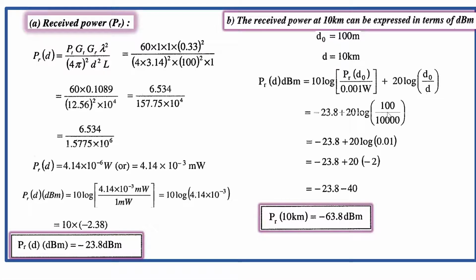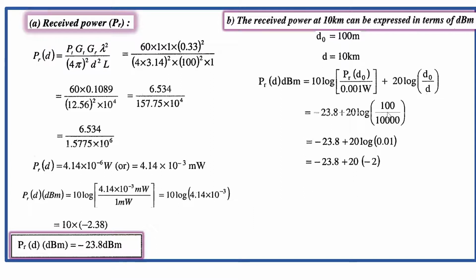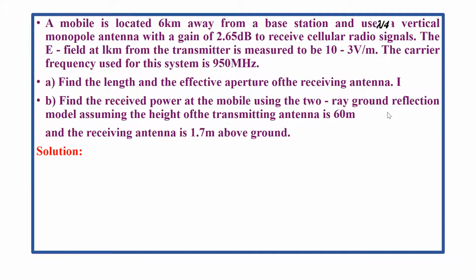So what is the received power at 10 kilometer distance? It is minus 63.8 decibel meter. Okay, so that's all the second sum. We'll go on to the third problem.